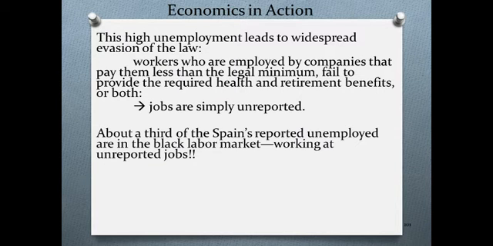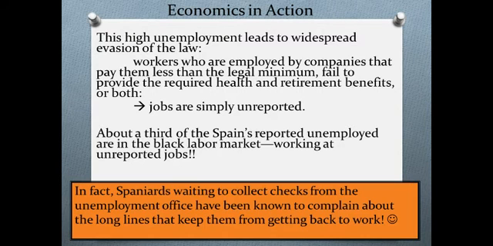Jobs are unreported. And this is an example. About a third of Spain's reported unemployed in the black labor market are working at unreported jobs. They're listed as unemployed, but they're working under the table at unreported jobs. In fact, this is a little tidbit for you. Spaniards waiting to collect checks from the unemployment office have been known to complain about the long lines that keep them from getting back to their unreported jobs. So not only are they collecting checks from the government, they're also actually working.